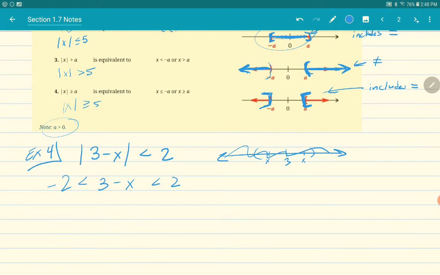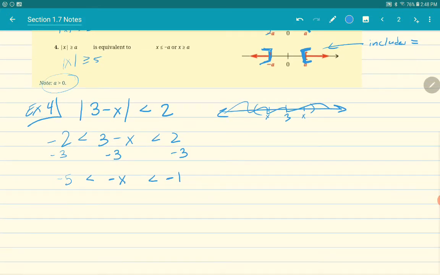So now to solve this, I'm going to treat it like an equation with a single variable, a linear equation, and I want to isolate the x. So the first thing I want to do is get rid of that 3. So I'm going to subtract 3, but now instead of both sides, I have three sides to subtract 3 from. So -2 minus 3 gives me a -5. And then the 3 cancels, but I'm still left with a negative x. And then 2 minus 3 gives me a -1.